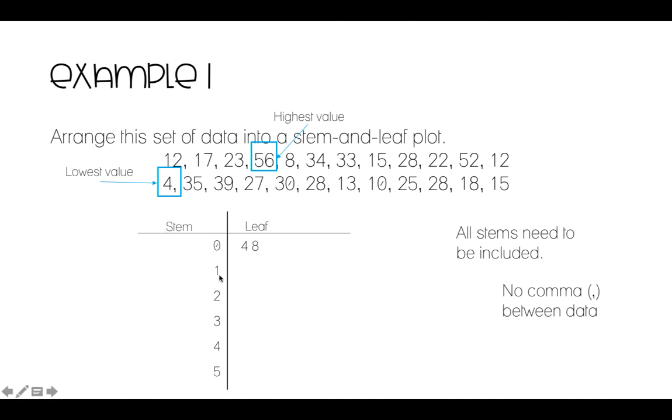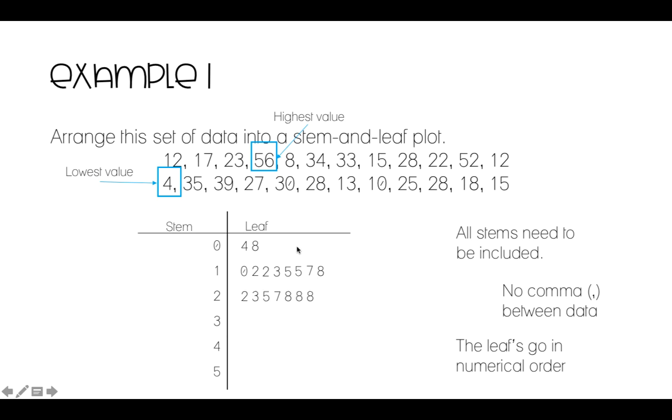For stem 1, we have 10, 12, another 12, so we write them as many times as we need to. So there's two 12s, so we write two 2s there. 3 for 13, 5 for 15, another 15, 17, 18, and they must go in numerical order. So you can see here 0, 2, 2, 3, 5, 5, 7, 8 is numerical order.